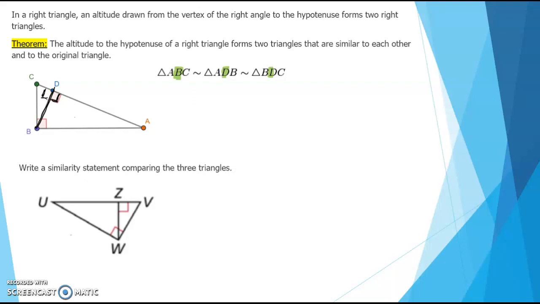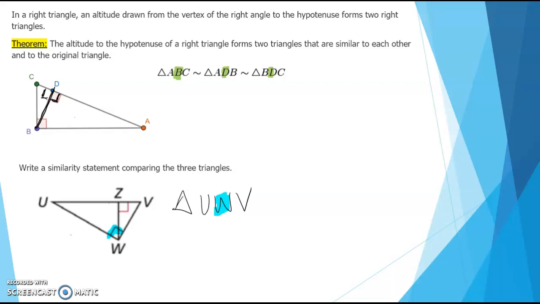So let's write a similarity statement comparing the three triangles in the second picture. The first thing I'm going to see is that I have my original triangle UWV. I'm going to name it the same way, going along the long side to the short side and ignoring that hypotenuse. UWV. So triangle UWV. And that W is where the right angle is in my large triangle.